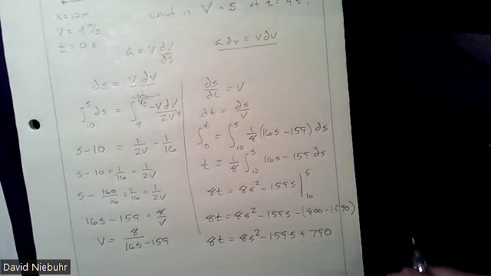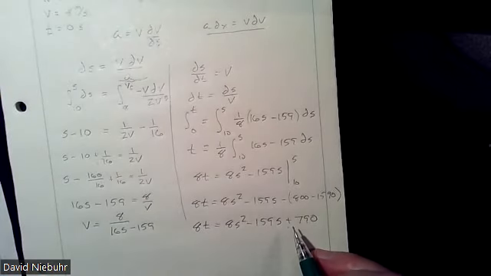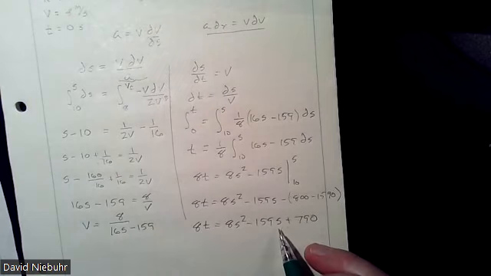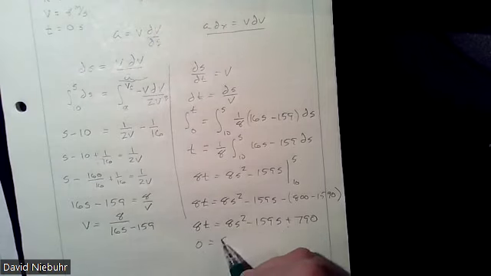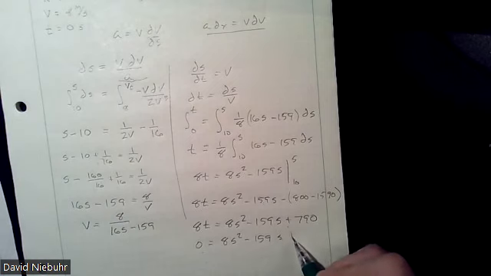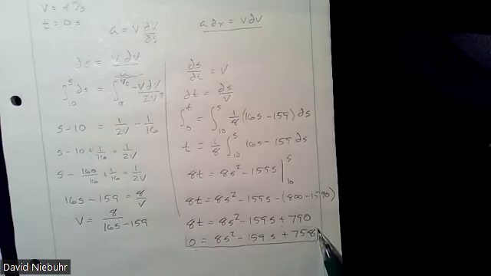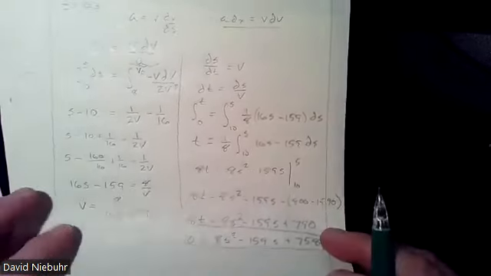All right. Now, we do end up with the quadratic. Because we have s and we have t, how are we going to solve it? Well, remember, what is our time? Our time is 4 seconds. So if we plug 4 into here and simplify, we get basically 32 over there that then comes over here. And we end up with 0 equals 8s squared minus 159s plus 758. Okay, so there's our quadratic. So far, so good.